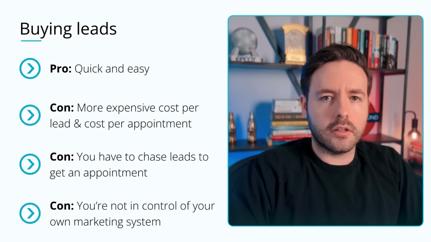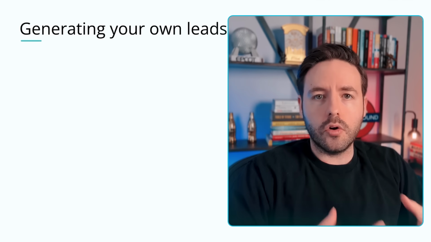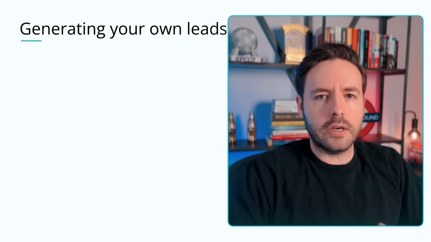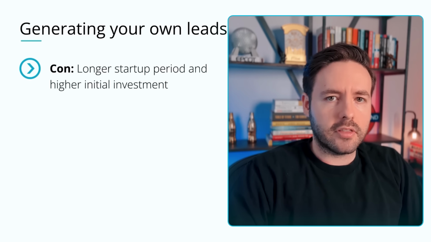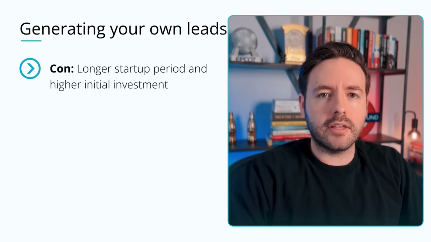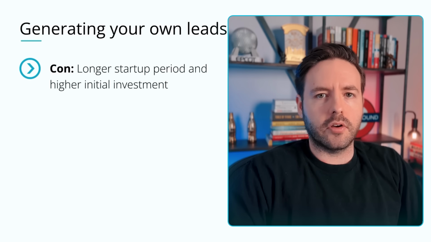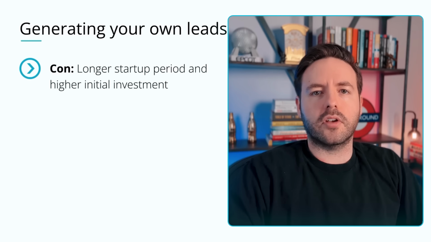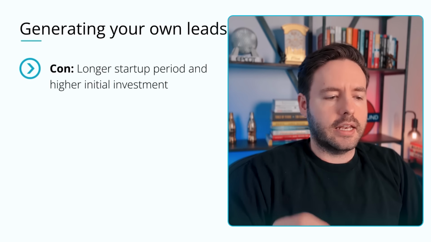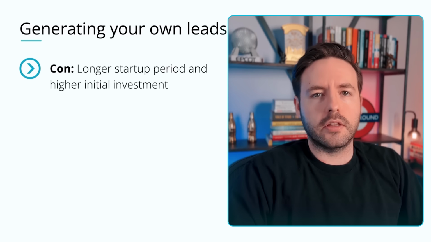Now, the other alternative, which is the second path that you could go on, would be to generate your own leads. When you generate your own leads, the biggest con is that it does take longer to get everything up and running because you're creating your own lead generation system. Typically this takes about 30 days to get everything up and running. So from the time you start, it's usually going to be about 30 days until you start generating your first lead. That being said, it could also be longer if you are doing this all on your own.